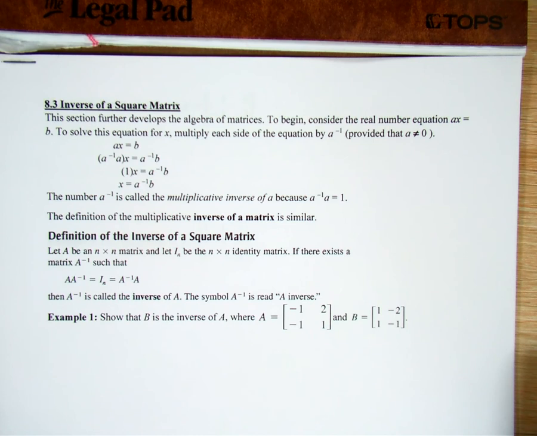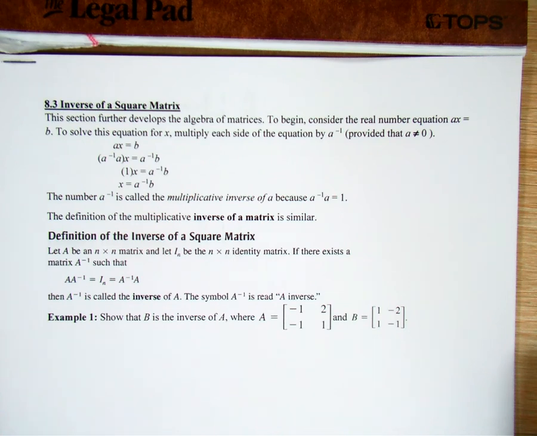Inverse square of a matrix. This section further develops the algebra of matrices. To begin, consider the real number equation a times x equals b. To solve this equation for x, you would multiply both sides of the equation by a inverse, or divide by a, in order to solve for x. A inverse is the multiplicative inverse, because a inverse times a equals 1.